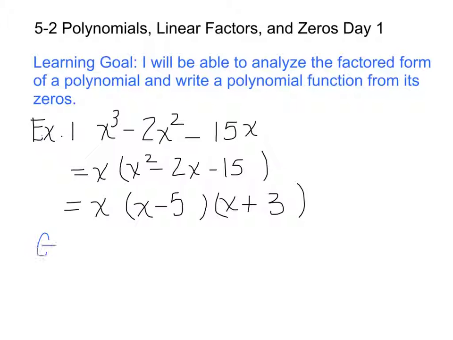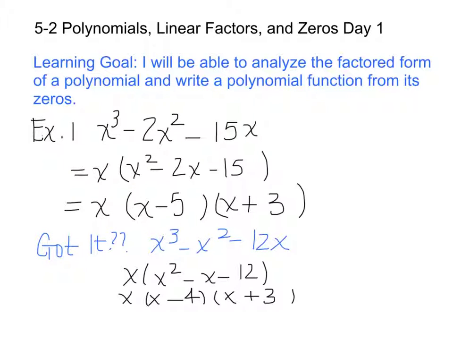Okay, so I want you to try, just to make sure you got it, try this one and write it in factor form, and then we'll check our answer. Okay, so in factor form, after you pull out the x, which was the GCF, then you have x, x minus 4, and x plus 3. So that's factored form.